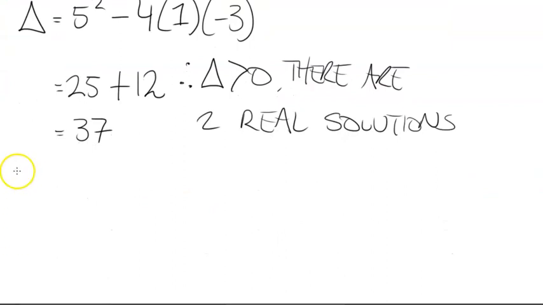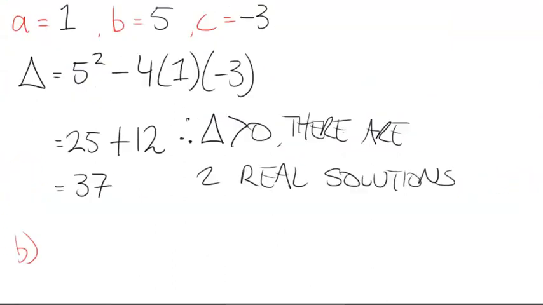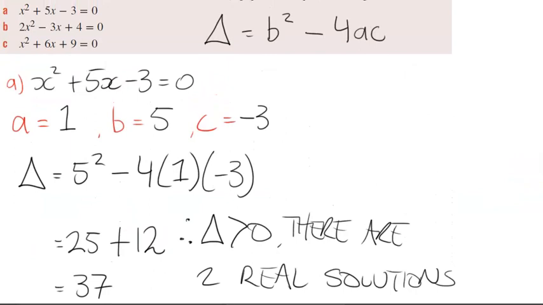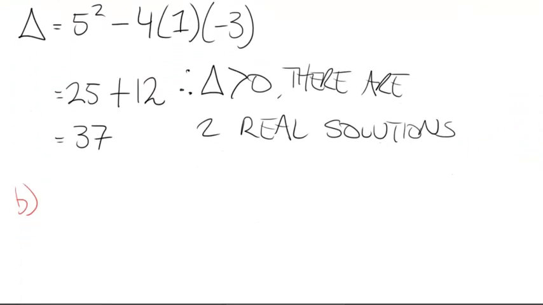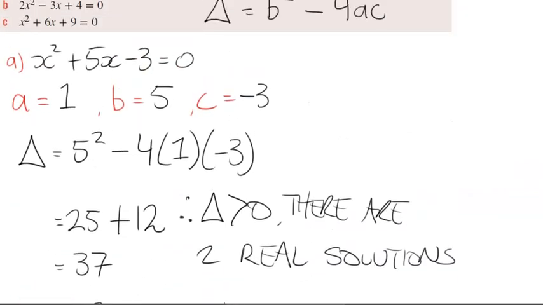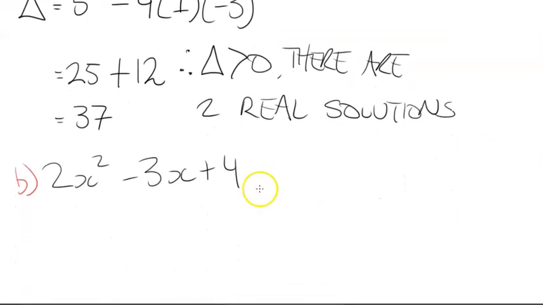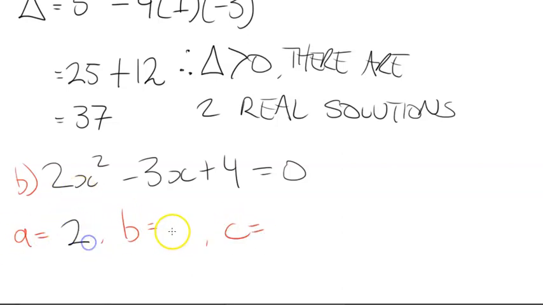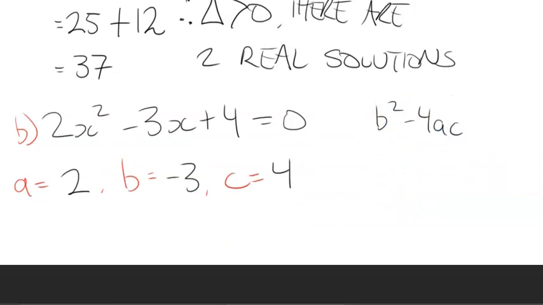Okay, for b, let's go back up, it was 2x squared minus 3x plus 4. Let's make sure I got that down. Yeah, 2x squared minus 3x plus 4, and this is equal to 0. Alright, let's get our a value, our b value, and our c value. The coefficients are 2, negative 3, and 4. Remember, it is b squared minus 4ac as our discriminant.